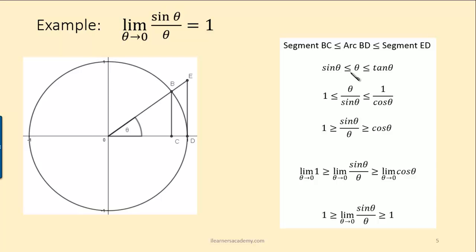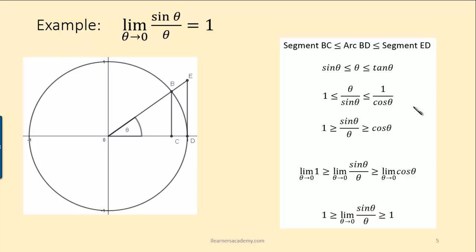So now we have this compound inequality. We can divide throughout by the sine of the angle, which leaves us 1, theta over the sine of theta, and then this becomes 1 over the cosine of theta. Remember, tangent of the angle is sine over the cosine. So if you divide by the sine, you're left with 1 over the cosine of the angle.